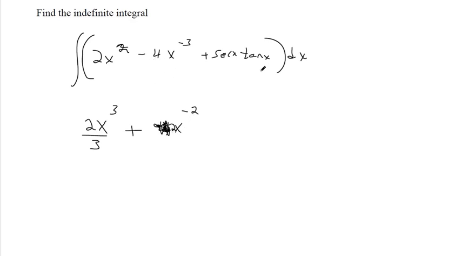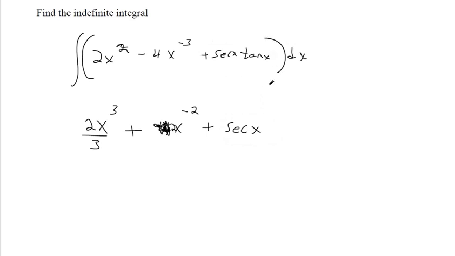And then for this one, you just have to remember the derivatives of trig functions. The derivative of tangent x is secant squared x. So that's not going to be it. We're working in reverse. The derivative of secant x is secant x tangent x. That's it.